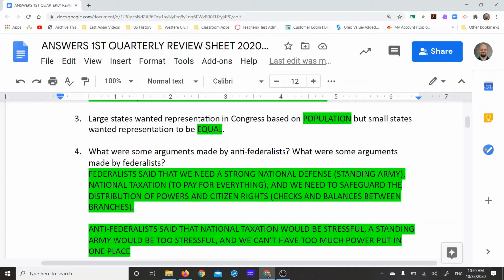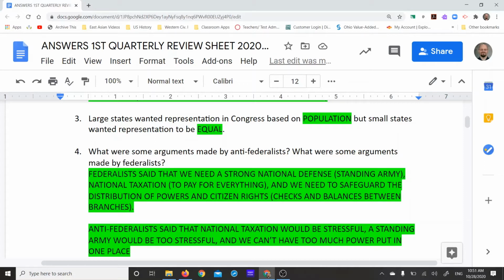Anti-Federalists, basically the opposite of everything. National taxation would be too stressful, people would not like it, they would want to rebel and revolt, and we'd have a fight on our hands within our own country. Standing army would be too stressful, it would also be expensive. A standing army is one, I should mention, that is ready to go at a moment's notice, has been trained, has been prepared, has supplies and vehicles that it needs. The Anti-Federalists said that would be too expensive, and we would constantly be trying to upkeep the Army and the Navy, so we shouldn't have it.